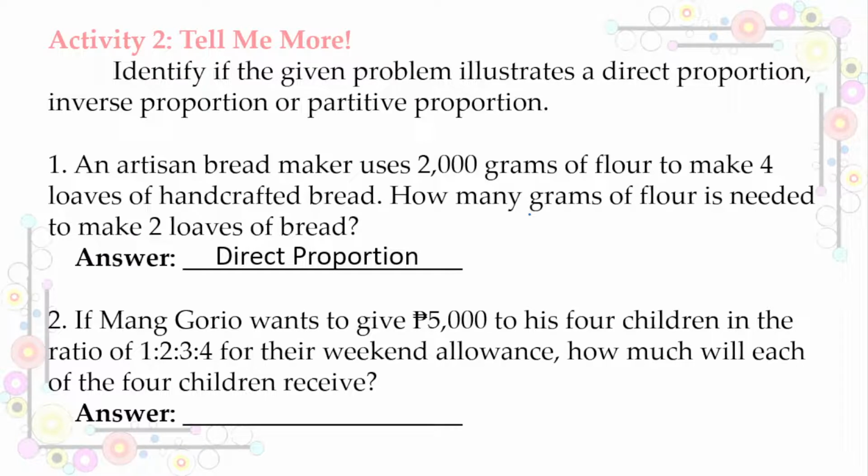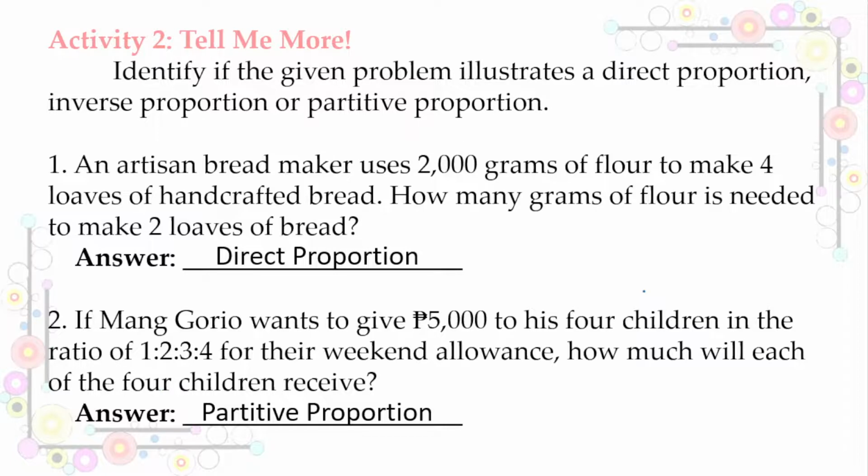So for number 2, if Mang Gori wants to give 5,000 pesos to his 4 children in the ratio of 1:2:3:4 for their weekend allowance, how much will each of the 4 children receive? So it is a partitive proportion because it is divided into 4 unequal parts.